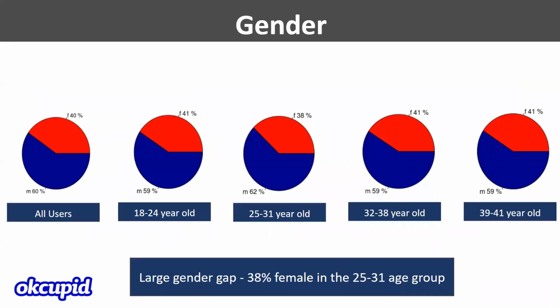The other thing we look at was gender distribution. Based on the data, the average male using the app is 60%, and only 40% are female. And we look at the gender distribution in different age brackets, and overall it's the same 40 to 60%, except for the age bracket of 25 to 31-year-olds, which has the largest gender gap. 38% of users are female and 62% are male.